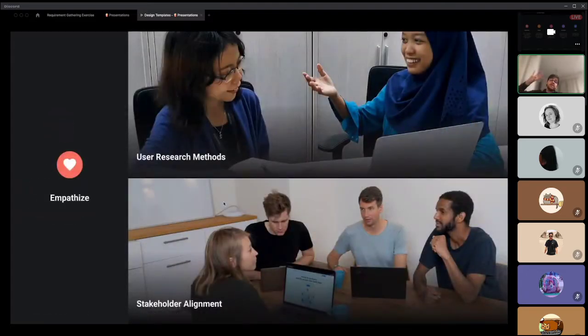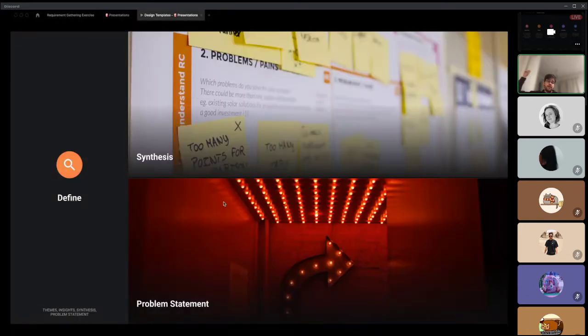Some of the individual pieces of that I'll go through really quickly. Empathize is user research methods, aligning stakeholders. Define is synthesizing that, like I talked about, in problem statement. When I say problem statement, you should do some synthesis around your hypothesis, and a problem statement should be very specific to the problem that's trying to be resolved, and should be based around the synthesis that you've built up to this point.